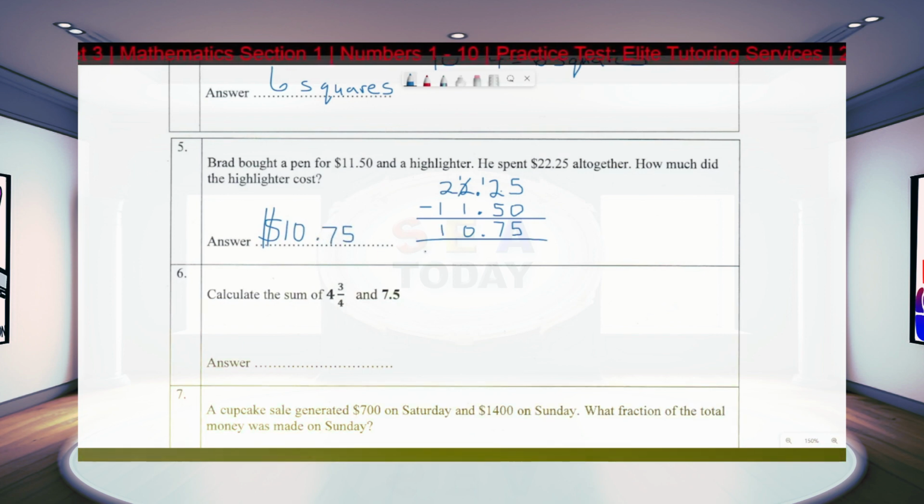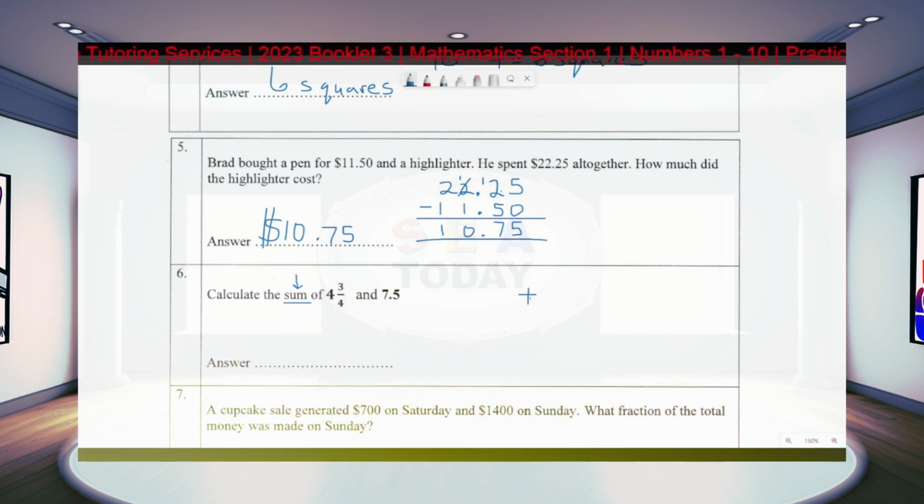Alright, next question. Calculate the sum of 4 3/4 and 7.5. Alright, so there are two ways we can do this question. One of the things that will be the same in both ways is that we'll have to add, because the word sum means addition. So we're going to be adding these two numbers, but they can either both be in decimals or they can both be in fraction format.